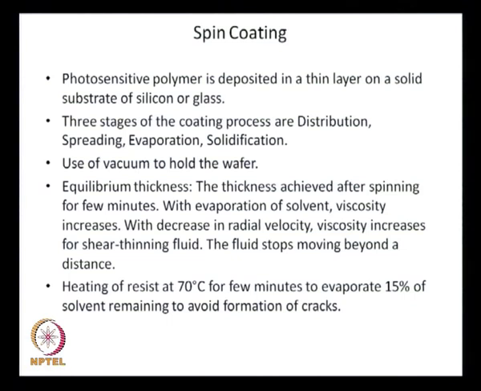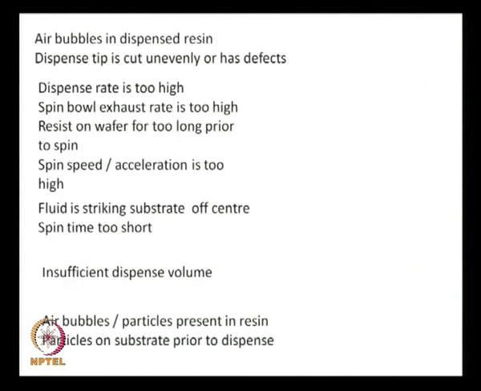But still 15% of solvent is there, and that solvent has to be removed in a precise manner, because otherwise that solvent can come out at some other odd moment, and at that time it will form cracks, because that solvent has to come out at some point. So, it has to be heated in a controlled manner, and that is done by heating the resist at 70 degree centigrade for a few minutes to evaporate this 15% of the solvent.